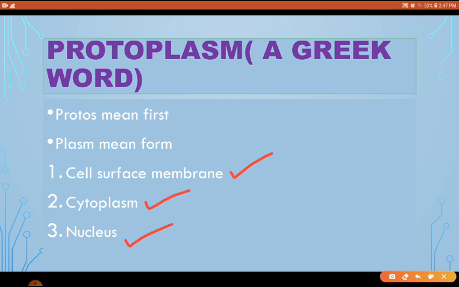If it is a plant cell, then an outer, more external layer is present, that is known as the cell wall. But this is not a living structure, this is not a living layer. So if we look at protoplasm, protoplasm has 3 main parts: cell surface membrane, cytoplasm and nucleus.